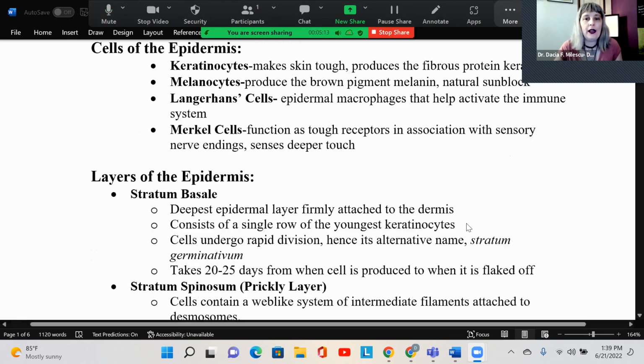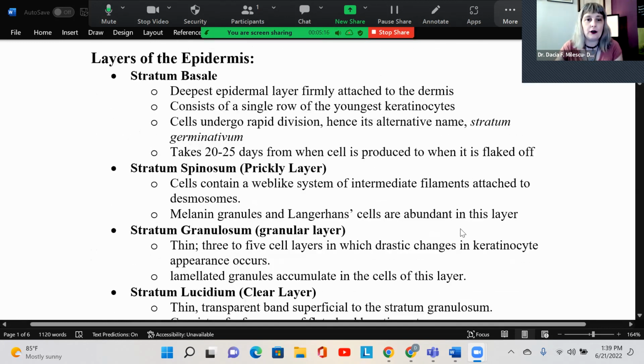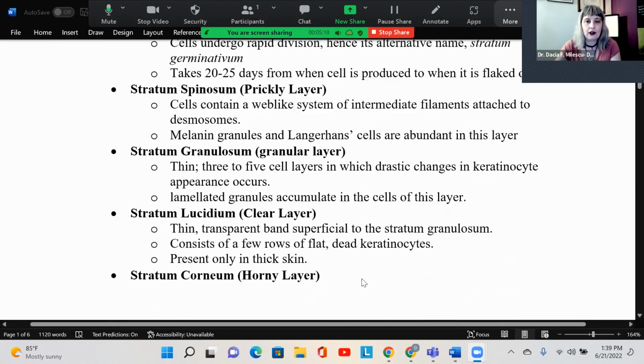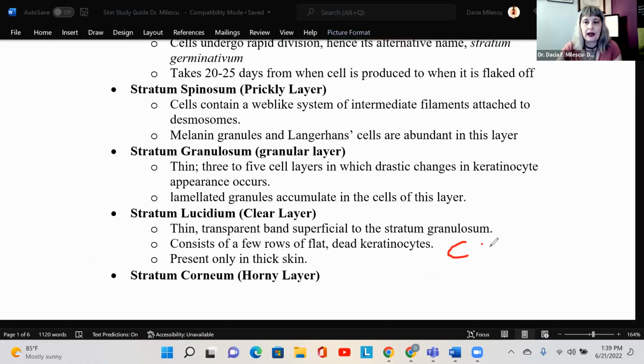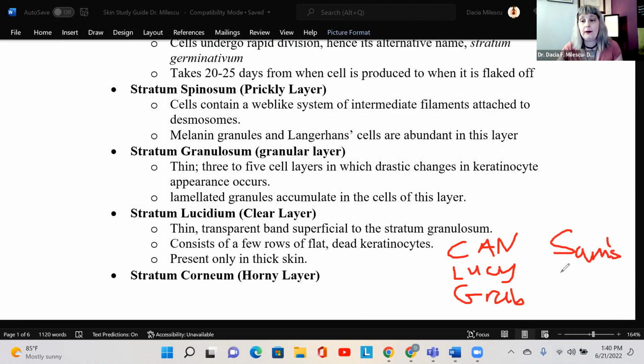Okay, so we also divide the epidermis into layers. I like to come up with neat mnemonics, and the mnemonic that I have come up with is not always acceptable, but it's cute. Can Lucy grab Sam's, and I'll say booty. And like I said, it ain't appropriate, but it's cute and you remember it and you won't forget, because if she does that, she gets in big trouble.